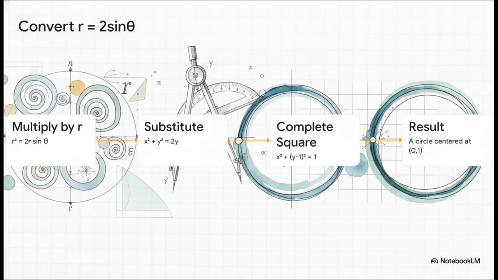Let's multiply the whole thing by r. Now we have r squared on the left and 2r sine theta on the right. Why on earth would we do that? Because now we have pieces we recognize. R squared is just x squared plus y squared, and r sine theta, that's just y. After a little bit of algebra, we find out this weird polar equation is just a simple circle centered at 0, 1. How cool is that?